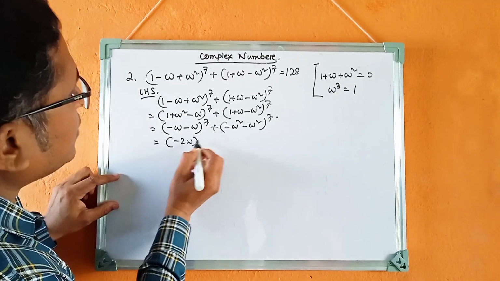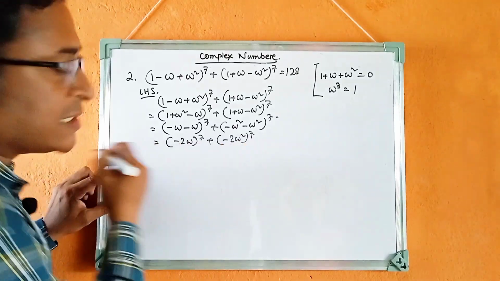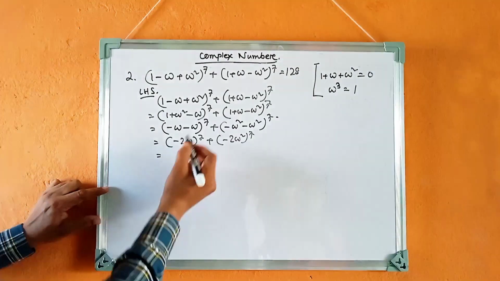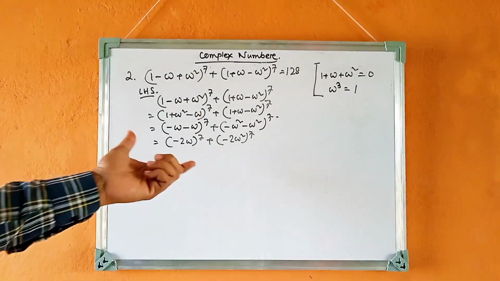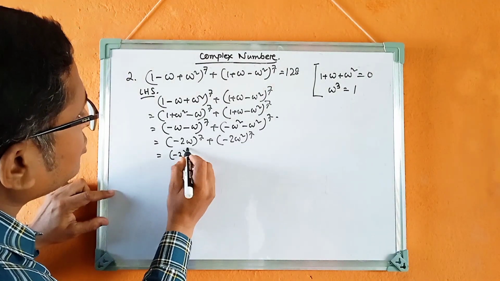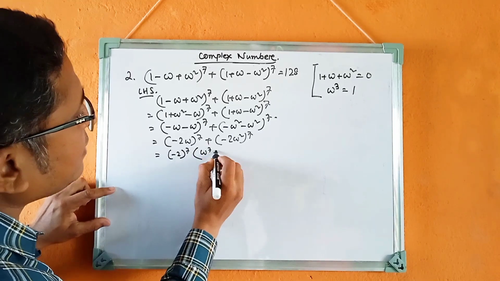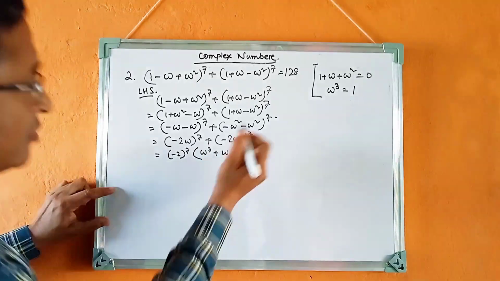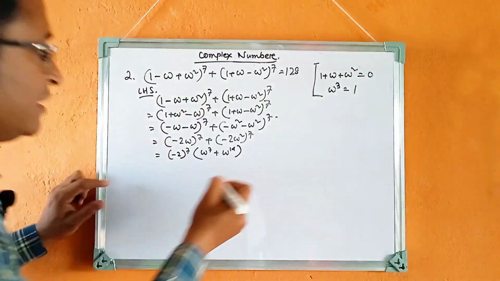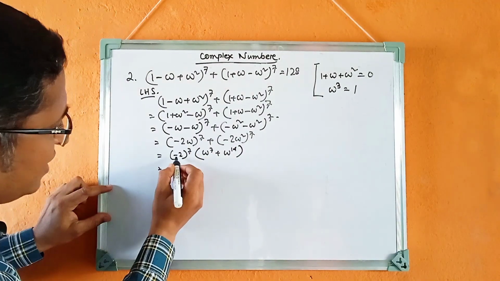So here is minus 2 omega whole to the power 7 plus minus 2 omega square whole to the power 7. Clear? So here minus 2 whole to the power 7 is taken as common from these two, and the remaining is omega to the power 7 plus omega square to the power 7, that is omega to the power 14. Clear everyone? So now calculate this.